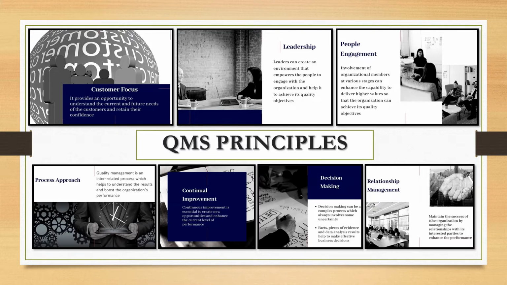Relationship management. Maintaining successful relationships with the interested parties will improve business growth. So who are the interested parties? They are the government, our organization staff, our suppliers, subcontractors, and our workmen. They are our interested parties. If we fulfill their needs, we can maintain our organization's business level.